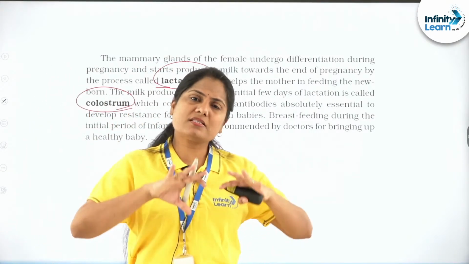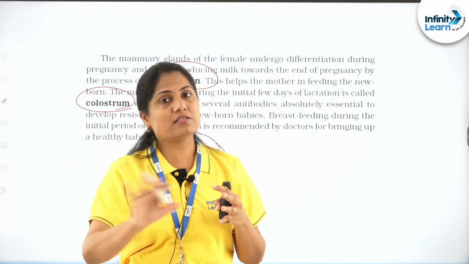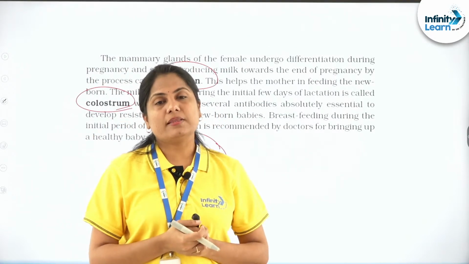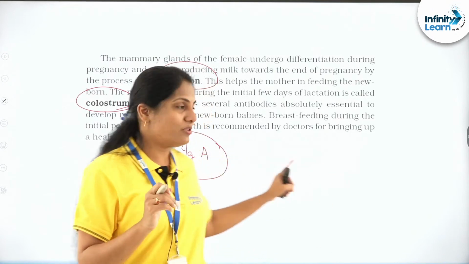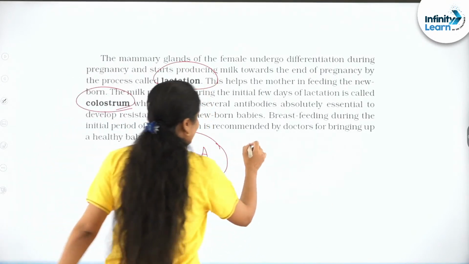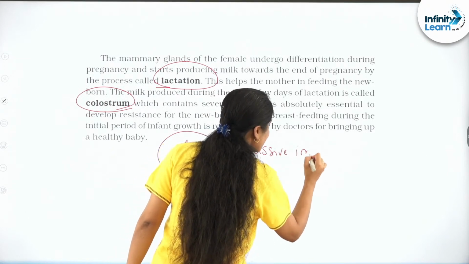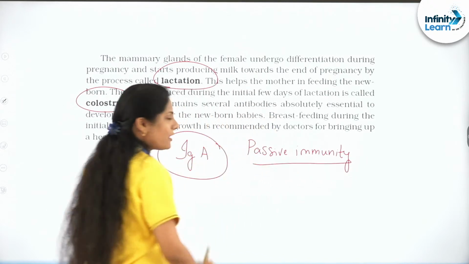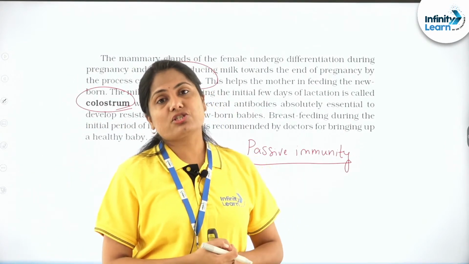So far it's a nice, cozy, controlled atmosphere the baby lived in. Suddenly it's pushed to the external environment. What happens? Then the baby does not have much immunity. So this IgA, what kind of immunity is provided? Passive immunity, ready-made antibodies provided by the mother. This is why colostrum is quite important.